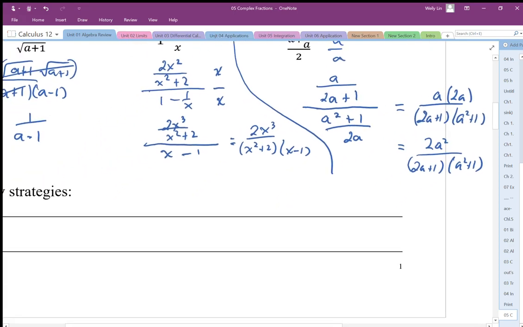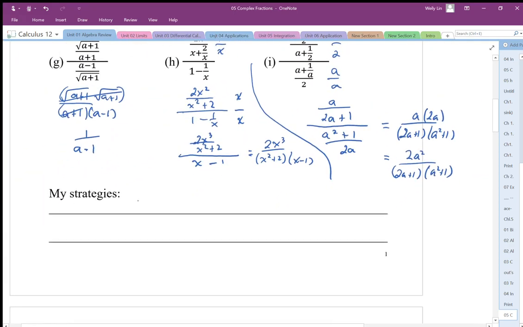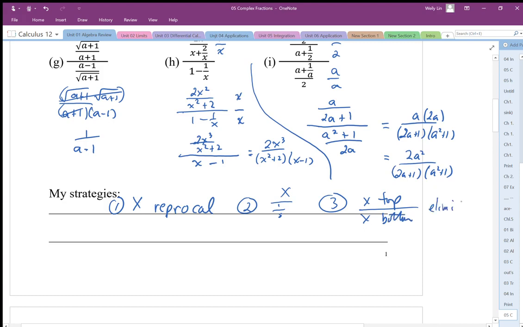Well, I can multiply by reciprocal. Okay, I can multiply by reciprocal. Okay, that's definitely one strategy I can use. My strategy is times on top, divide on bottom. Okay, we've got another strategy here that we multiply top and bottom. Okay, so times top times bottom to eliminate complex fractions.